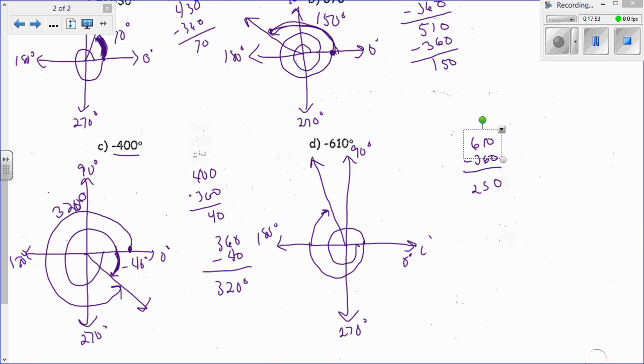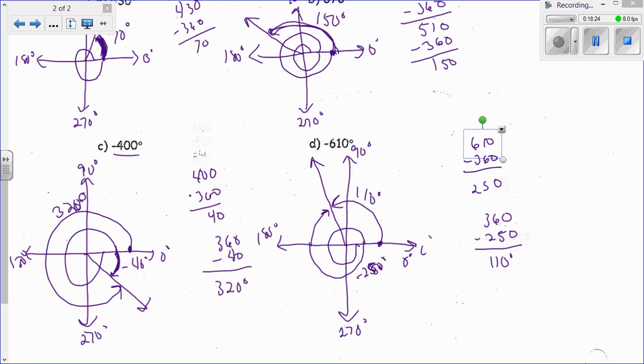And now I need to figure out the smallest positive coterminal angle because this is a negative 250 degrees. So I need to figure out what that positive angle is. So I'm going to take 360 and subtract from it 250. So that's 110 degrees in the positive direction.